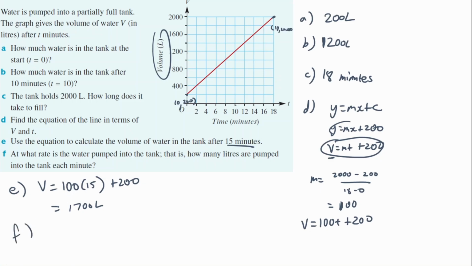That is, how many liters are pumped into the tank each minute. So remember that rate means your gradient. We found that out in part D here, and that can be seen there. So my rate is going to be 100, that's my number, and my unit is going to be liters per minute. Alright, so that's reading positive graphs.